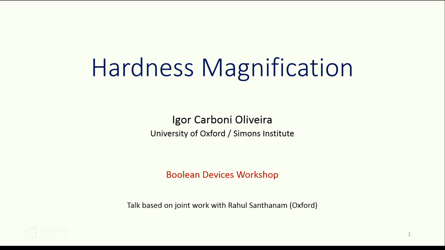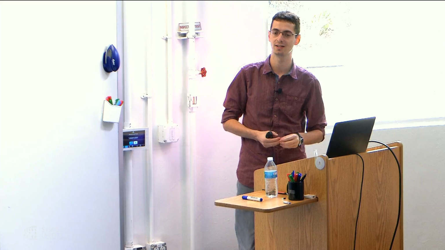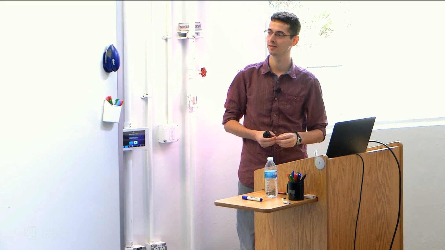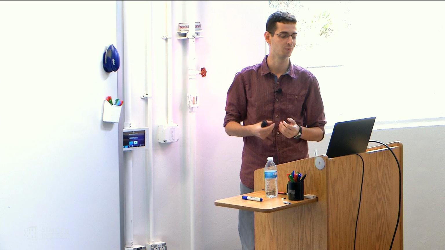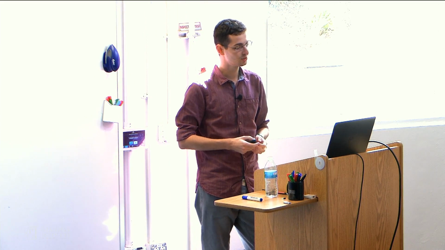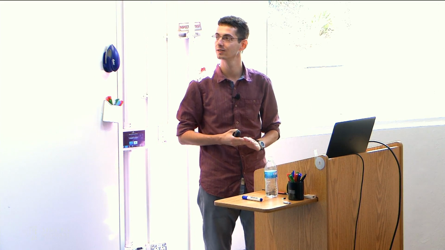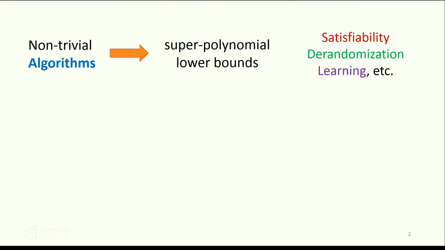My plan for this talk is to give you a high-level overview of this notion of hardness magnification. I'm going to be focusing on the main conceptual points. A lot of research in recent years has gone into understanding connections between the design of non-trivial algorithms and proving superpolynomial lower bounds. We now have a pretty decent understanding of these connections in settings such as satisfiability, derandomization, and learning.